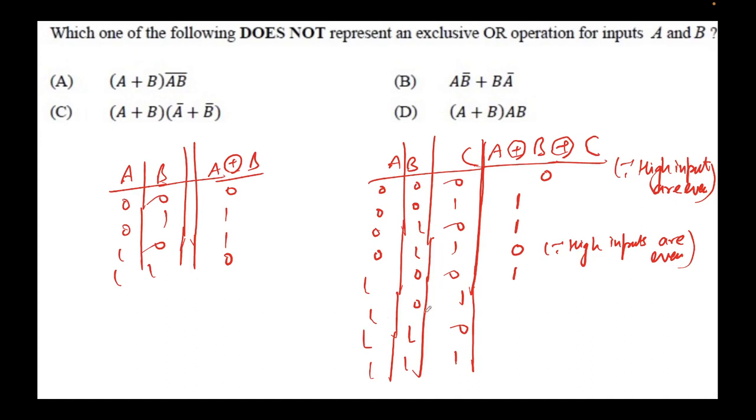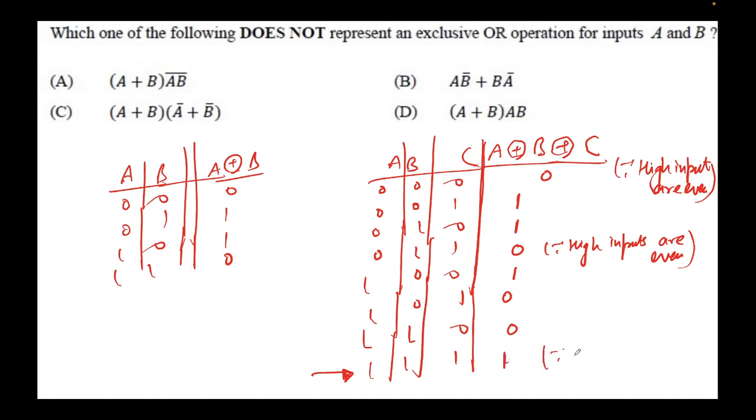Answer would be 1. Here in the sixth row, 2 inputs are high. So the answer would be 0. The reasoning remains the same, because the number of inputs that are high is 2. They are even. Similarly, in the seventh row, 2 inputs are high. The answer would be 0. The eighth row is a very interesting case. This is why I wanted to draw this truth table. The number of inputs that are high in this row is 3. So the answer would be 1.